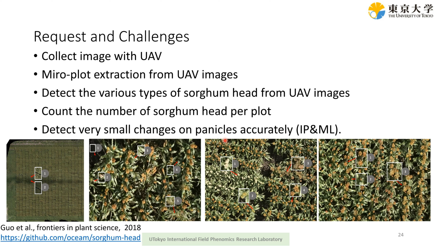And the challenges are that we need to extract the macro plots from the UAV images, and we need to detect the various types of sorghum head from the UAV images. As you can see over here, different lines give different expressions of the sorghum head, and we need to count the number of sorghum heads per plot. And finally, we need to detect very small changes by using the image and machine learning strategies.